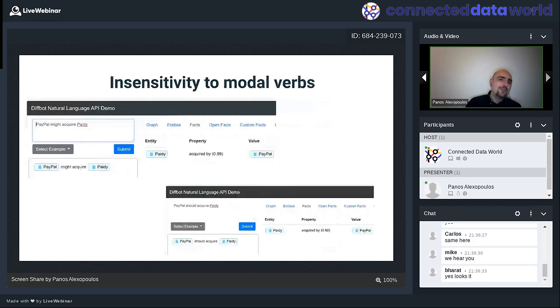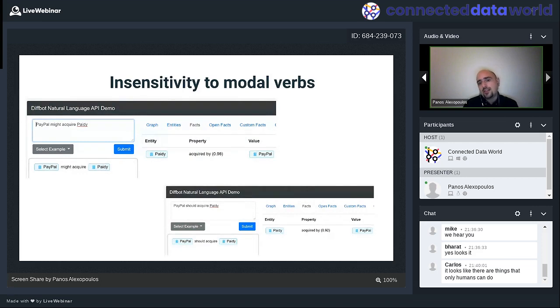And another nice example, the insensitivity to modal verbs. One of the relations that the API supports is acquisition between companies, right? When you monitor the news, you want to know that a particular company acquired another. So what I did there, I played a bit with the modality of the verb. Instead of saying, for example, PayPal acquired Payday, I said might acquire Payday or should acquire Payday, which from a semantic point of view means that the relation acquired doesn't hold, right? Might acquire in the future doesn't mean that it already acquired. So the result is completely wrong, right?